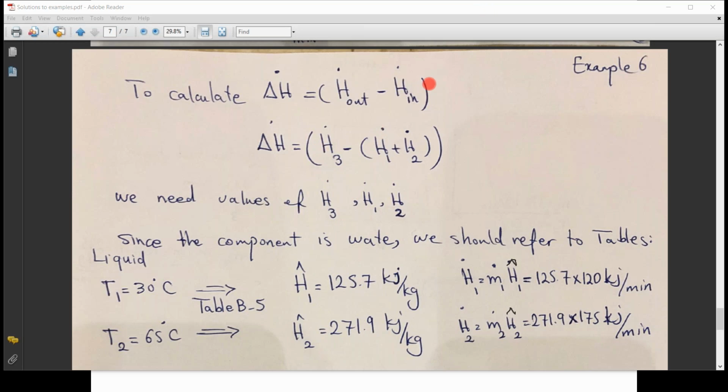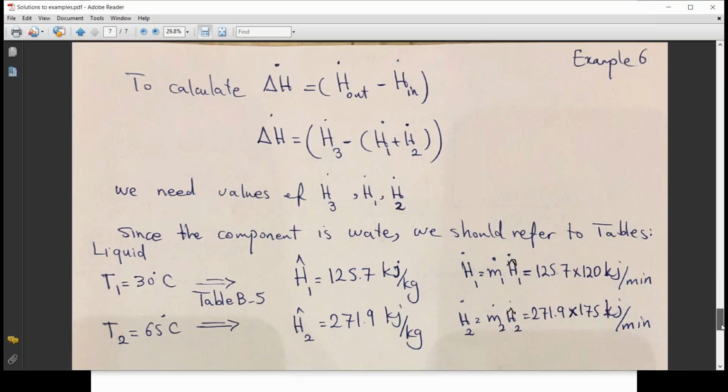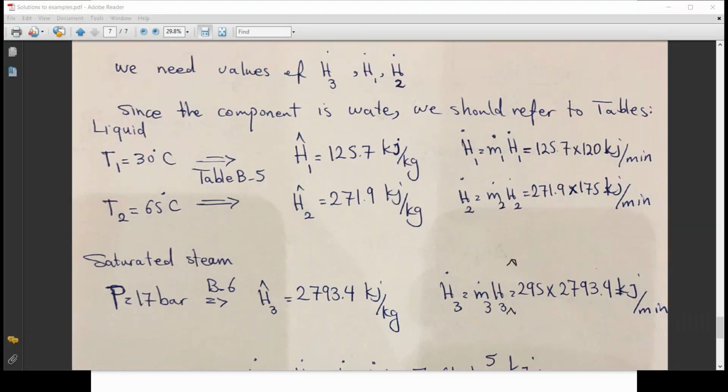So H3 is saturated steam at 17 bar, right? So it's not difficult there. You can go to B6 because it is saturated steam. To table B6, pressure is 17 bar. Pause the video and check if the specific enthalpy you read in the table is equal to the same value.